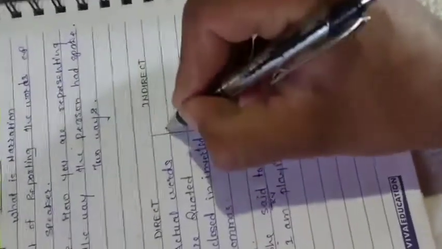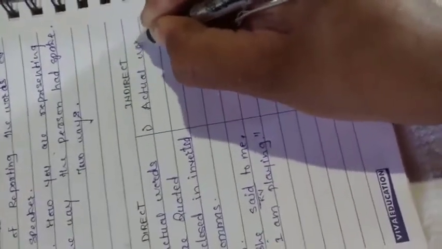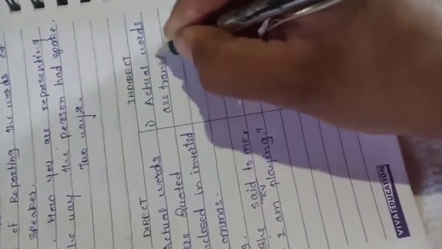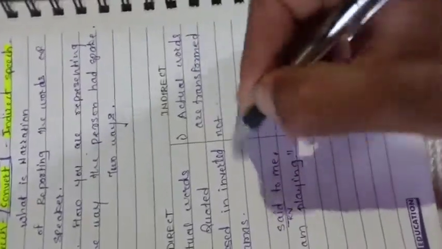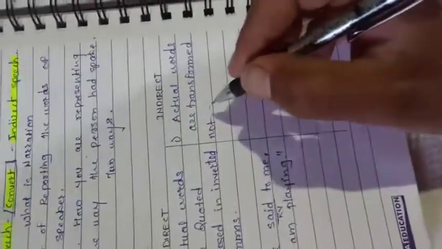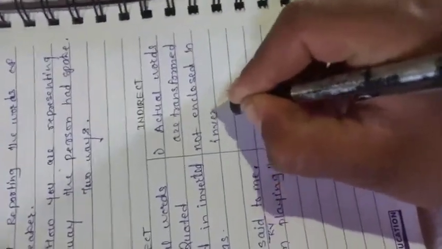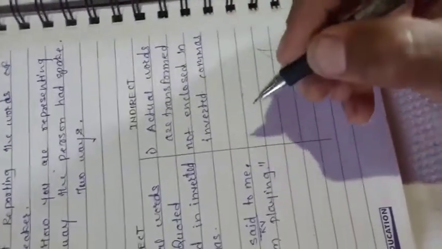So for indirect speech, the actual words are transformed. Transform means what? It is told directly, not enclosed in inverted commas. In a simple way, it is told to the person who is listening to you.